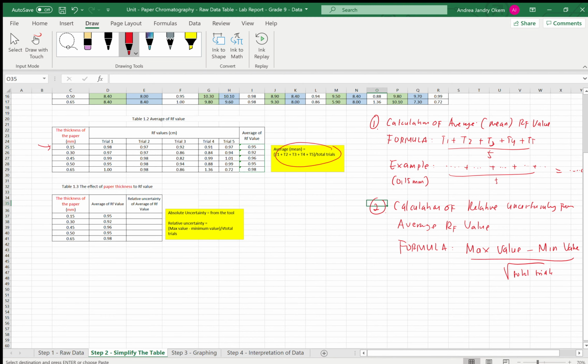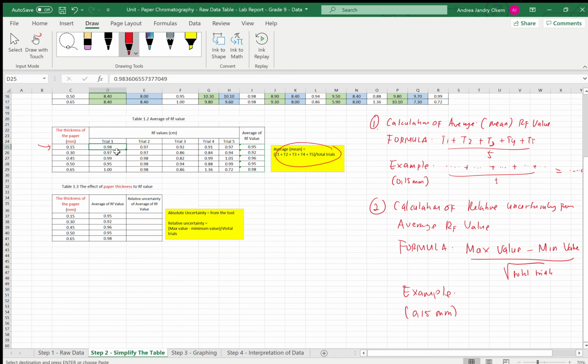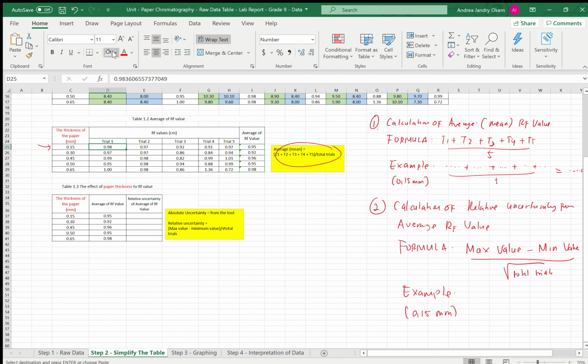Okay, now again, the example that I want to take is from 0.15 millimeter. So before we continue, we have to highlight. So in the first independent variables, you have to find which one is maximum. So for example, I will put maximum as the orange color, and then find the minimum as the blue color.